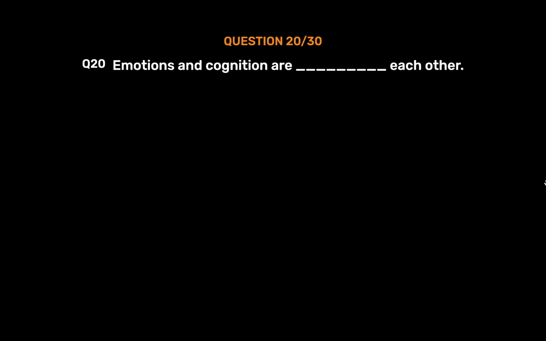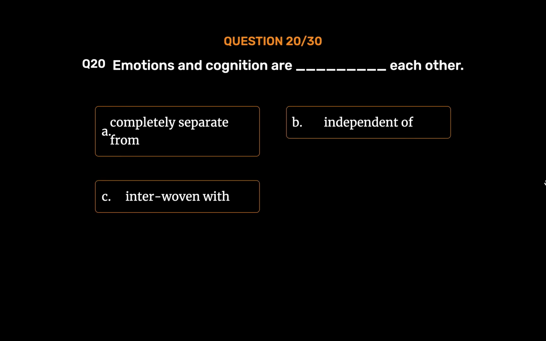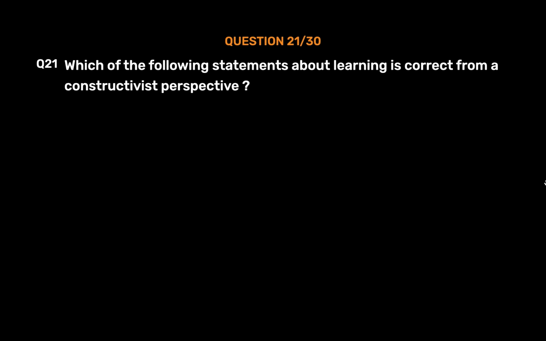Question number 20. Emotions and cognition are blank each other. Option A. Completely separate from. Option B. Independent of. Option C. Interwoven with. Option D. Not related to. The correct answer is Option C. Interwoven with.